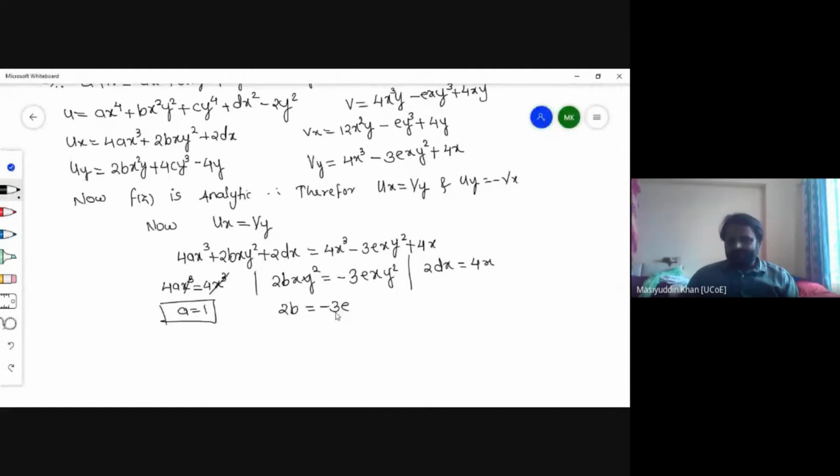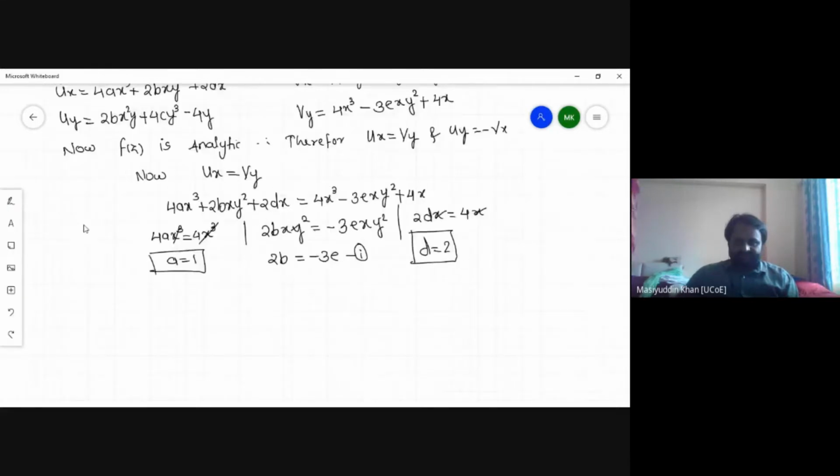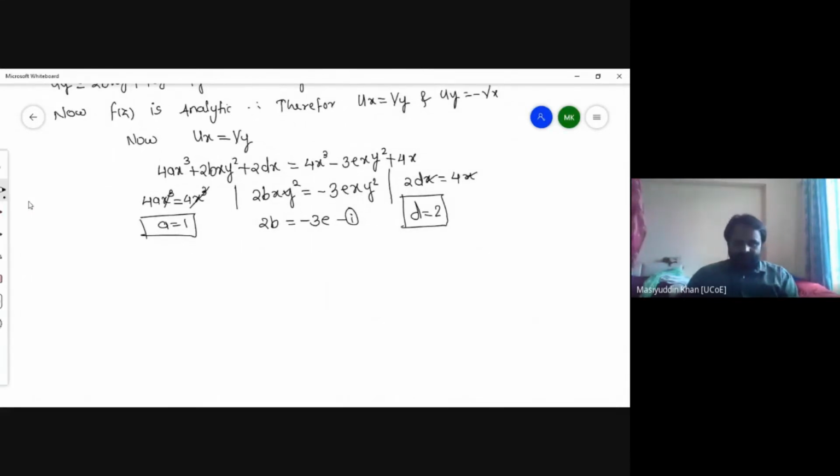So 2b is equal to minus 3. We can call this equation number 1. Again x gets cancelled here, so d is equal to 2. So we're getting a is equal to 1, d is equal to 2, 2b is equal to minus 3. Similarly, we have to compare the second part.